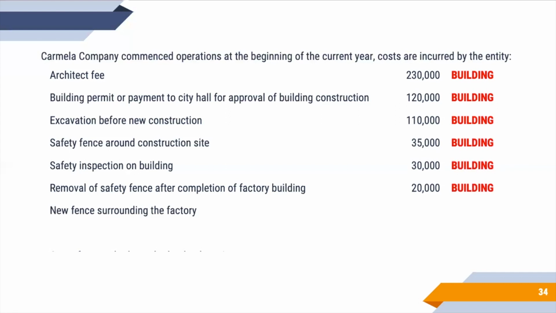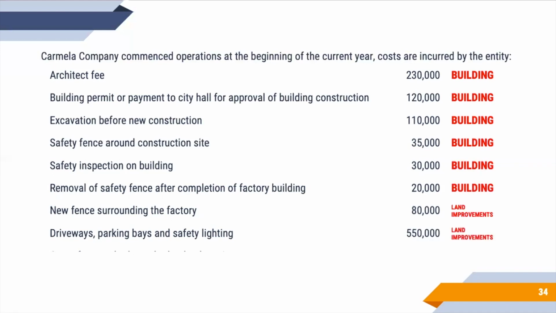New fence surrounding the factory. The new fence is already a permanent fence worth 80,000. So that would be considered as land improvements. Driveways, parking bays, safety lighting, 550,000. Also, land improvements. Cost of trees, shrubs, and other landscaping, 250,000. Still, land improvements.